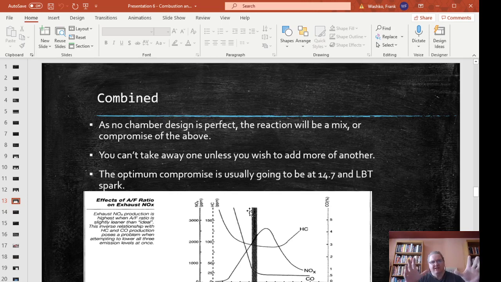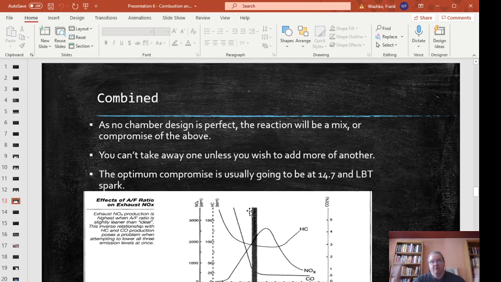So recognizing, however, that the chamber is producing some of these things, you can combine these into one chart as I've shown here. If you bias the air fuel ratio one way, you're going to end up with more hydrocarbons and carbon monoxide. If you bias the other way with the air fuel ratio, you'll end up with less hydrocarbons and less carbon monoxide, but you'll end up with more NOx.